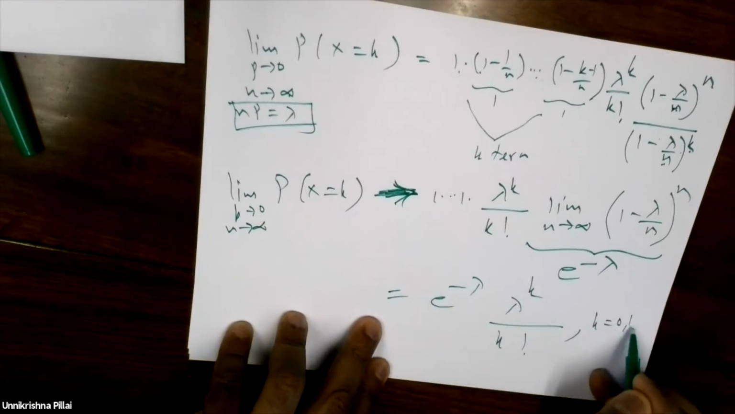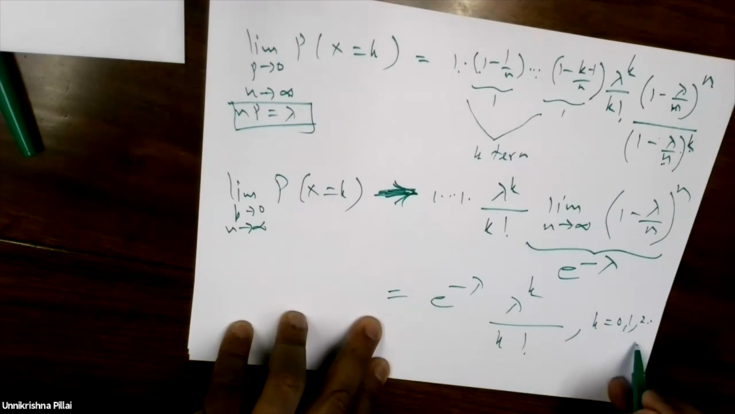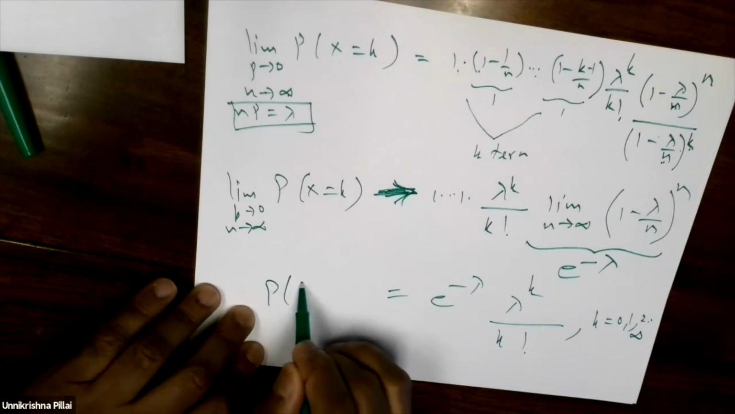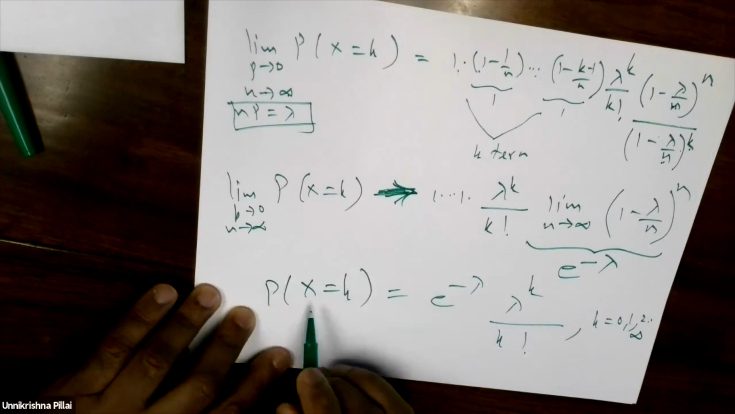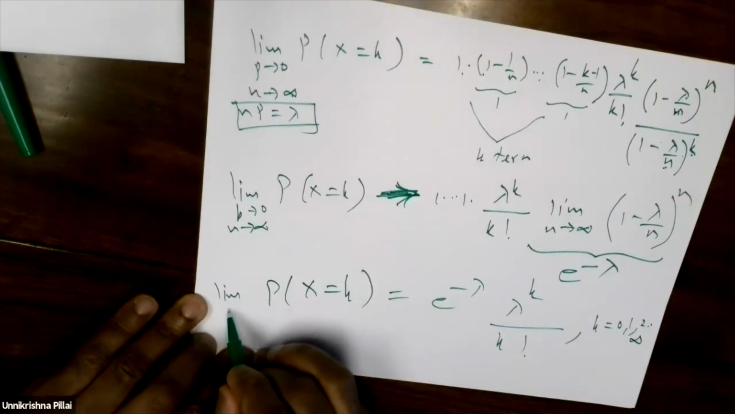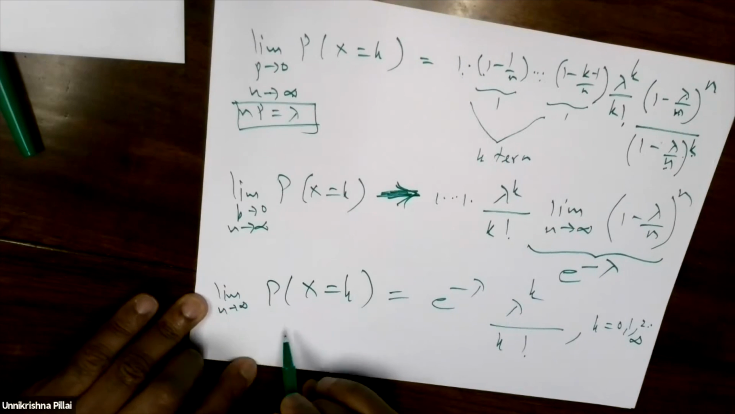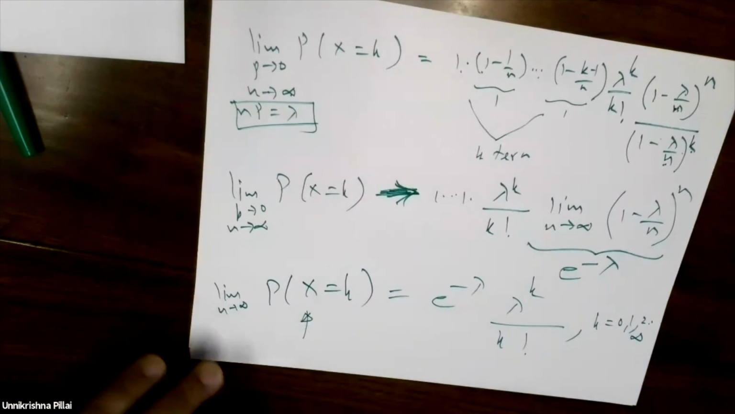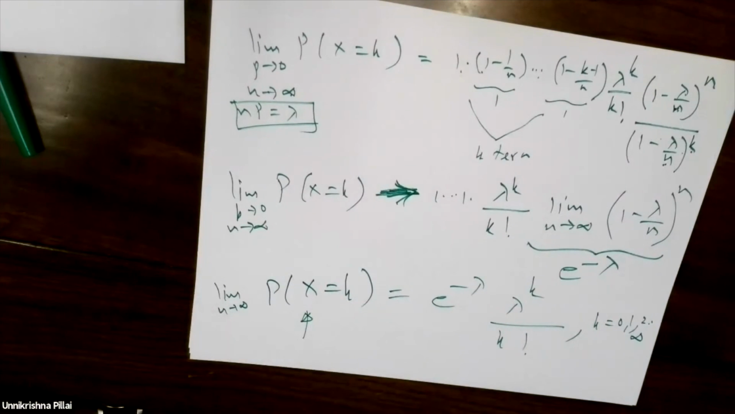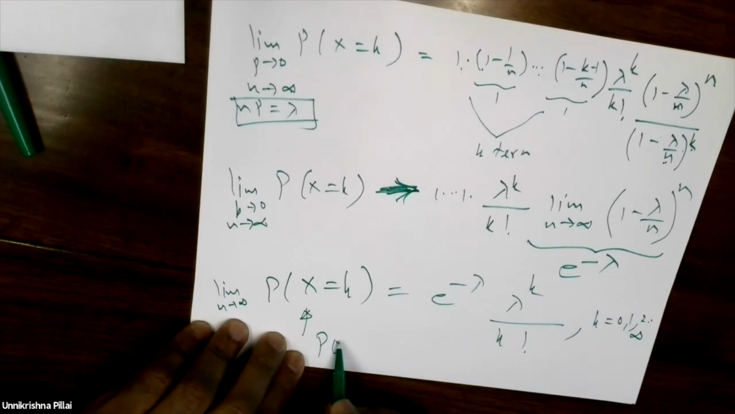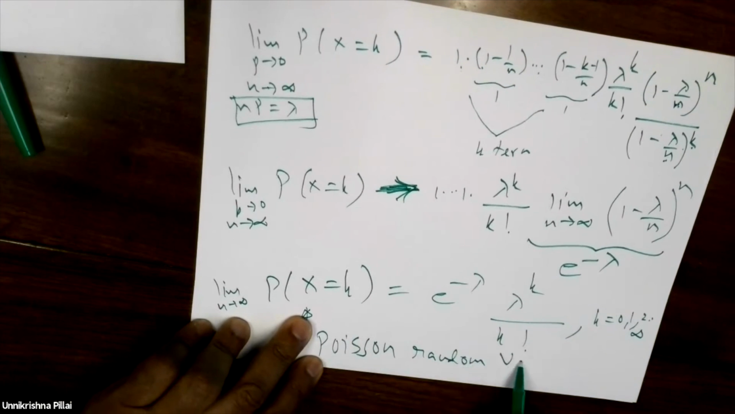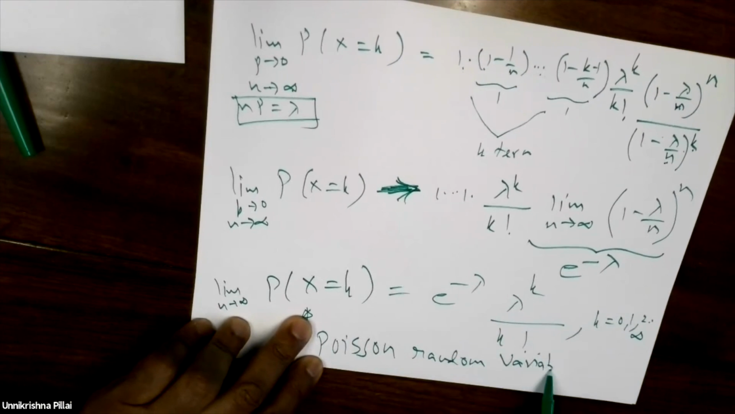k could be 0. Remember, it's a binomial. k is 0 through n, but n goes to infinity. This is the probability of x equal to k. So we can call this a new random variable. This is called a Poisson random variable. It is a limiting case. So Poisson is a limiting case of binomial.